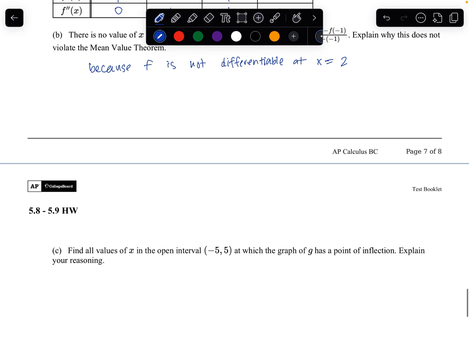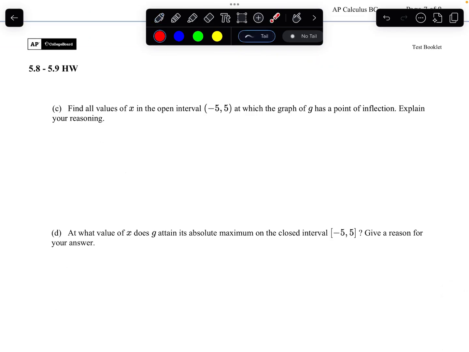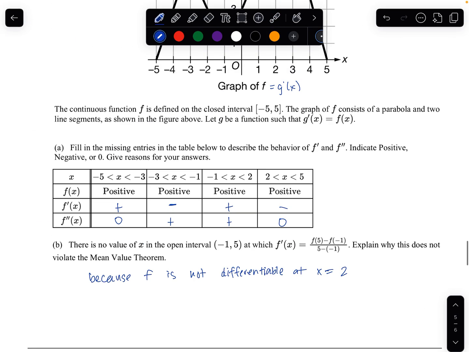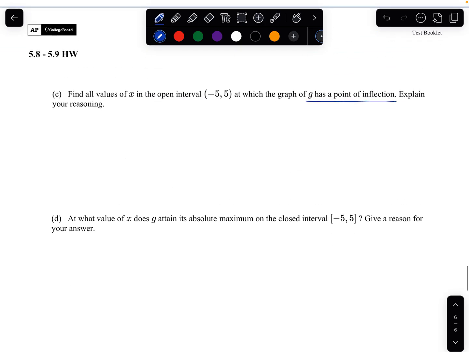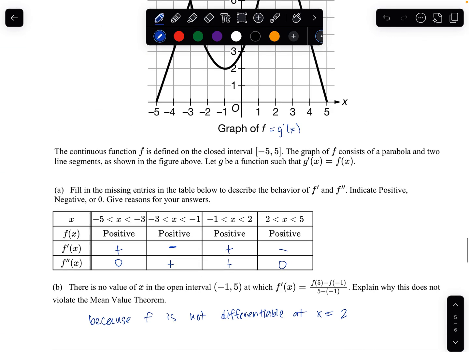So all right, find all values of x in the open interval from -5 to 5 at which the graph of g has a point of inflection. So where g has a point of inflection, definitions are just very key here. G has a point of inflection means that, let's think about the information that we have. We have g prime, don't we? So this is the graph of g prime as well.